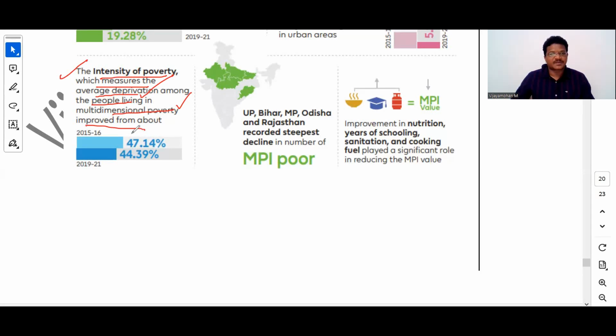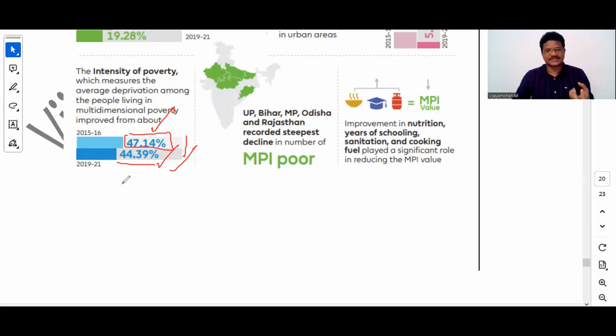has improved from about 47.14% in 2015-16 to 44.39%. So 2015-16 lo deprivation percentage is 47.14%, whereas it has decreased to 44.39% in 2019-21. So దీని ప్రకారం ఏంటంటే the intensity of poverty is also decreased in these years, right?